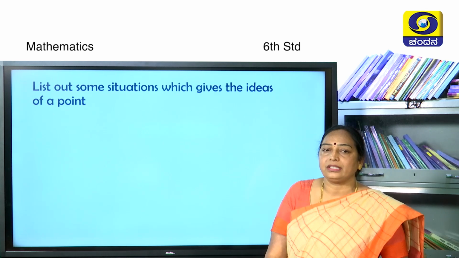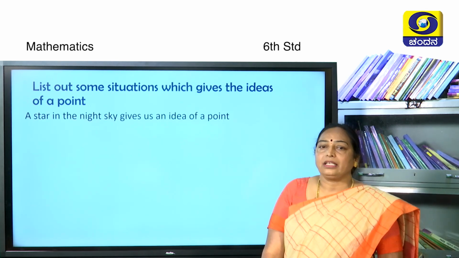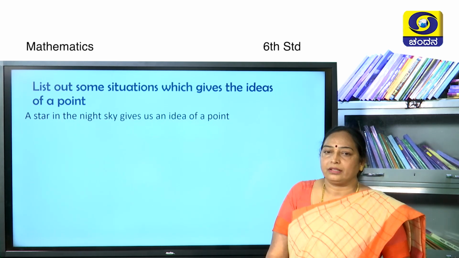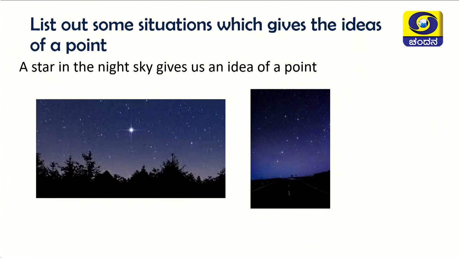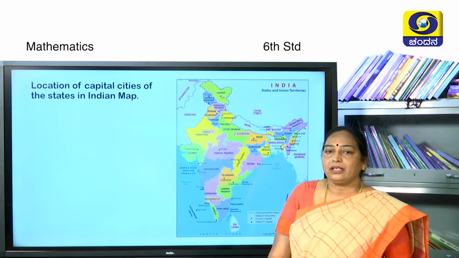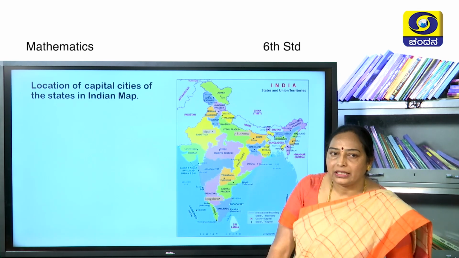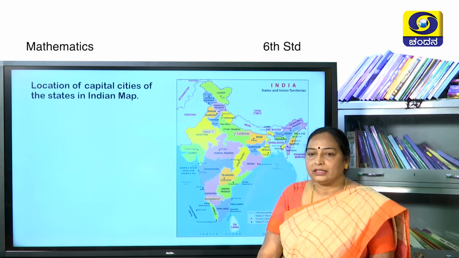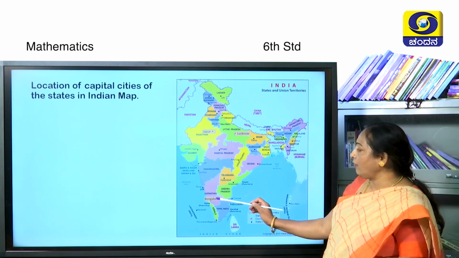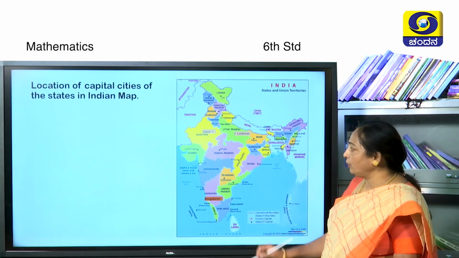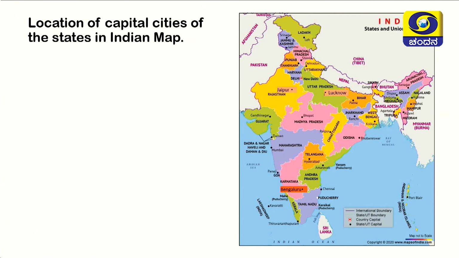Okay, let us see some situations. A star in the night sky gives us an idea of a point. Stars are very far away from us, that is why it looks like a point or small dot. Here, location of capital cities of the states in the Indian map. The capital cities are represented by points. For example, the capital of Karnataka is Bangalore. This point shows Lucknow, the capital of Uttar Pradesh.